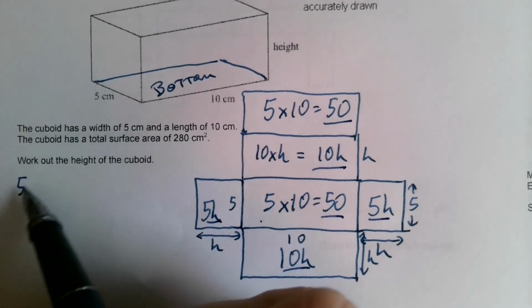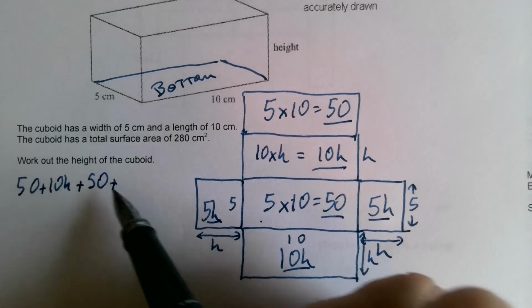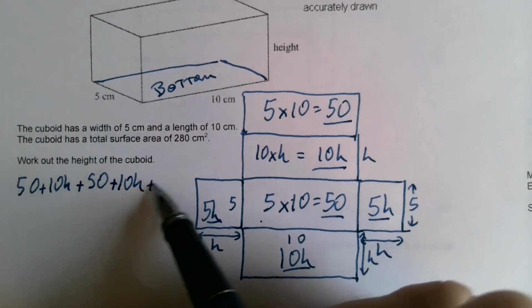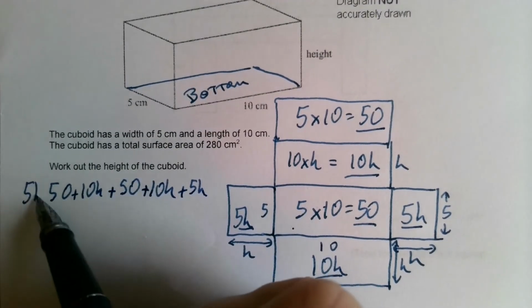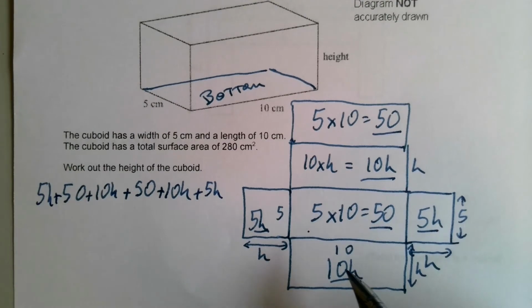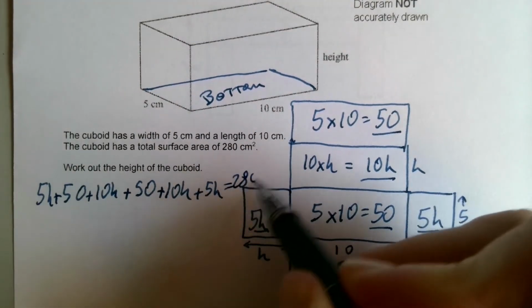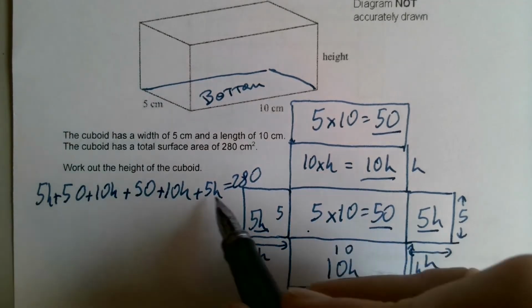So I've got 50 plus 10h plus 50 plus 10h plus 5h and plus the 5h, and all of that is adding up to equal 280. If you've got that shown, you've got 3 marks, and then the fourth mark is for finding out what h is.